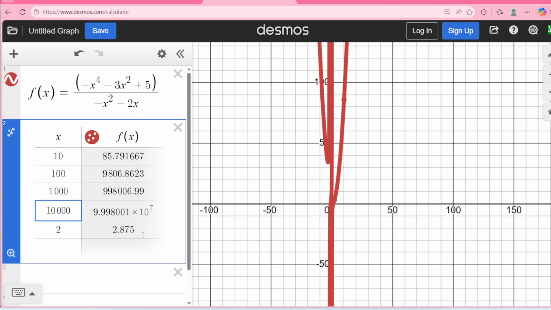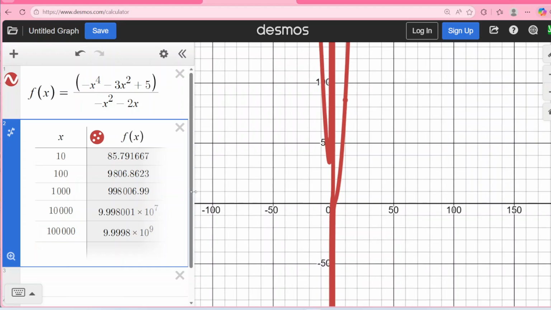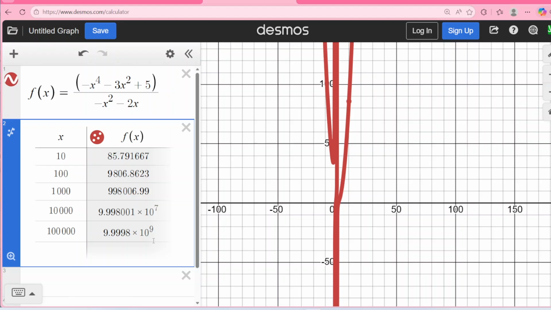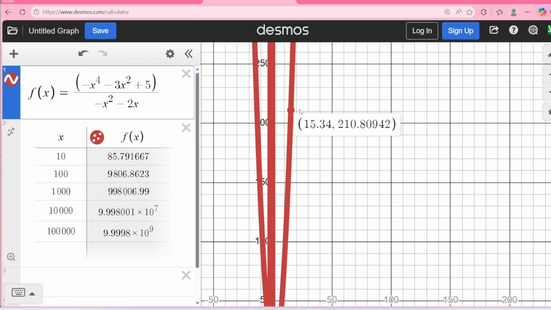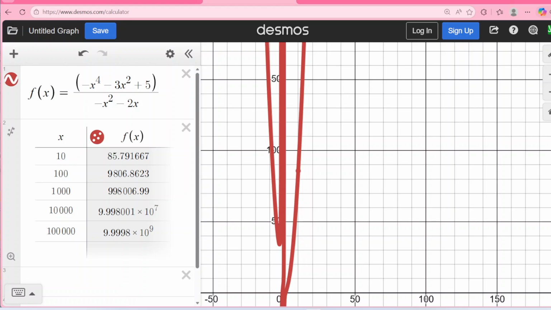So definitely approaching infinity, and I'll just do one more here just to fill in the table. If I were to plug in 100,000, that's very, very large, almost 10 to the 10th, almost a 1 with 10 zeros after it, the output there. That's huge. So it looks like as I plug in larger values of x in the positive direction, the output's approaching positive infinity, which again, looking at the graph, if you move to the far right, the output's getting bigger and bigger and bigger positive.